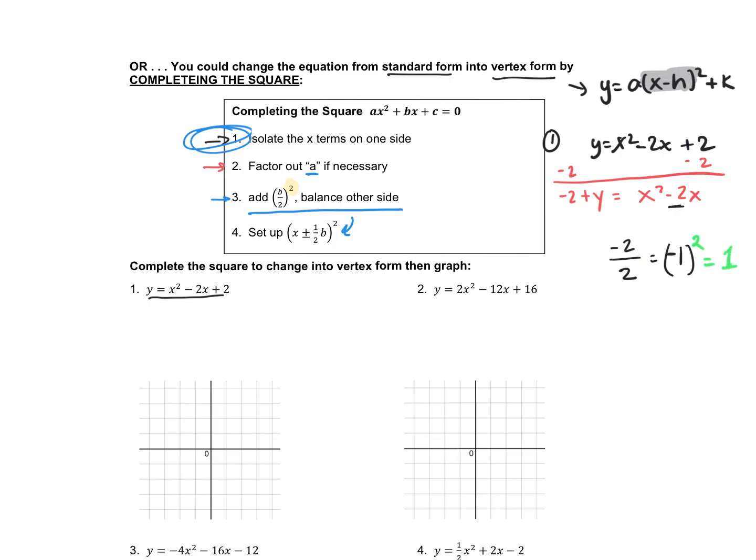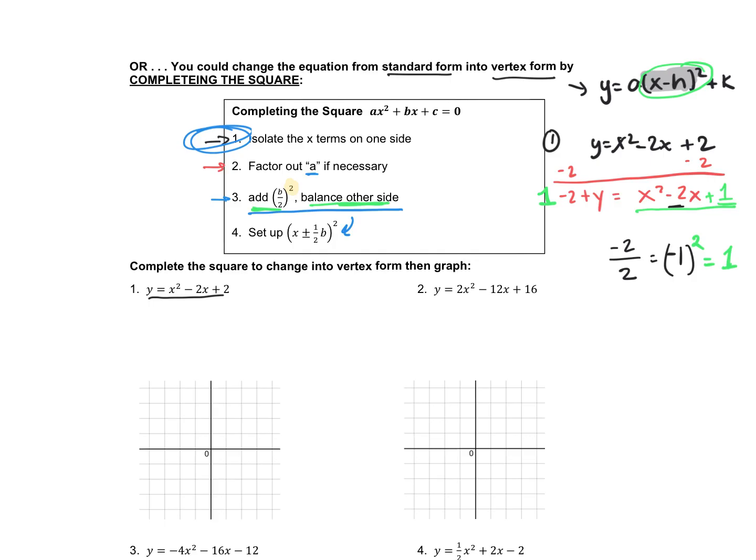Now that 1 goes here. The reason I like to show that this is a perfect square trinomial is that then you're able to factor. Anytime you write this perfect square trinomial, it gives you what I'm circling up here, this x minus h quantity squared. Now, when we add that to one side, to keep the balance we need to add it to the other side. So I'm going to add 1 over here.